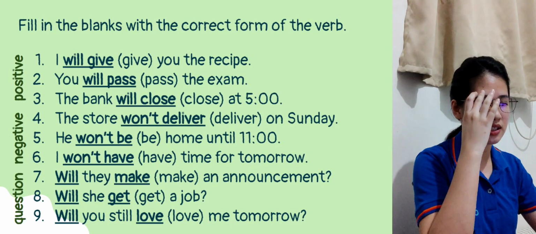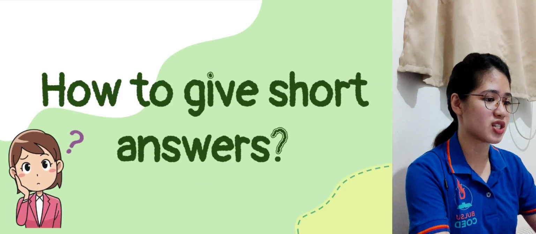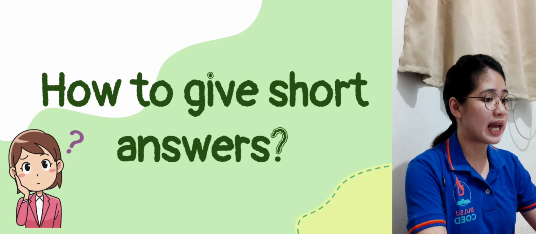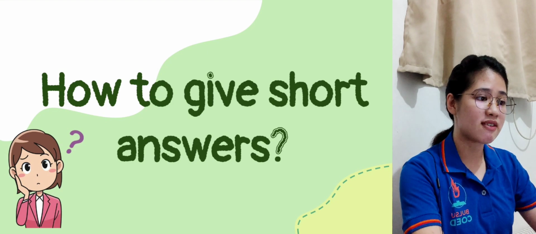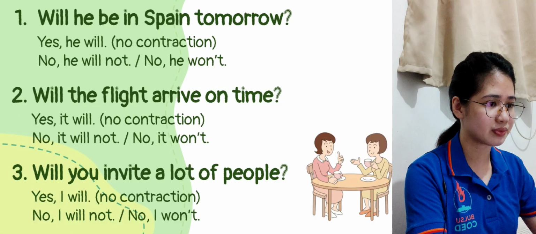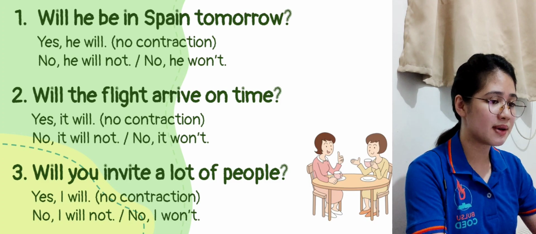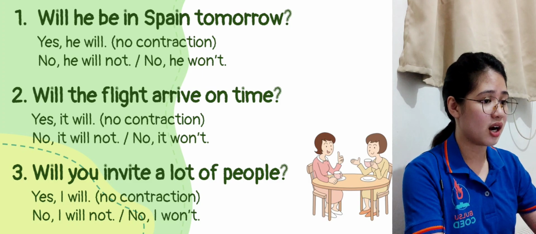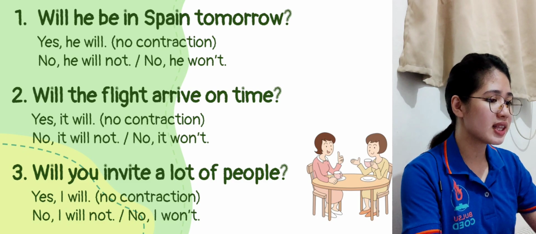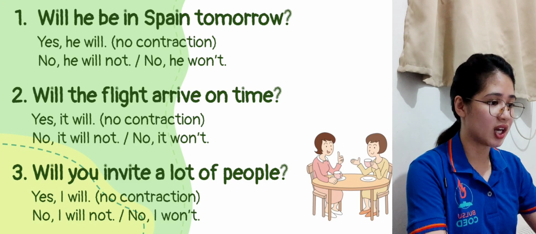Now that we have practiced positive sentences, negative sentences, and questions, let's learn how to give short answers in the future simple tense. When somebody asks you a question, you don't have to repeat everything they have said. We can give them a short answer. Let's take a look at this example. The first question, will he be in Spain tomorrow, can be answered with yes, he will, no, he will not, or no, he won't. If your answer to the question is positive, we can take your answer to the question itself. But if it's negative, you are just going to add the word not.